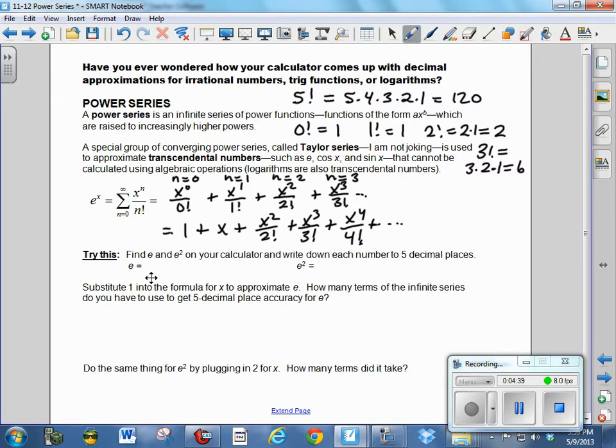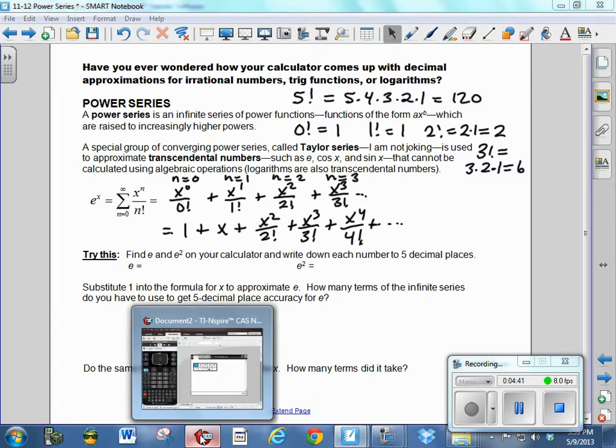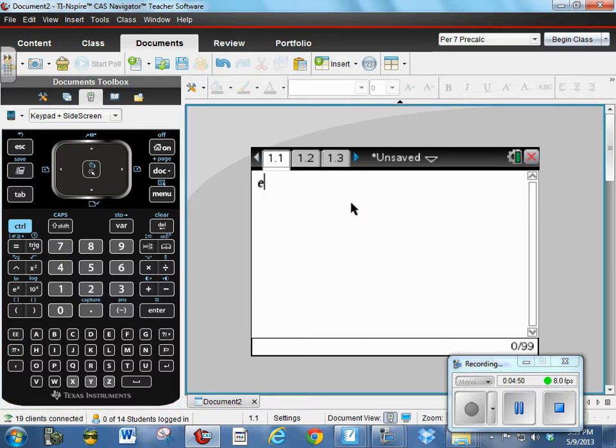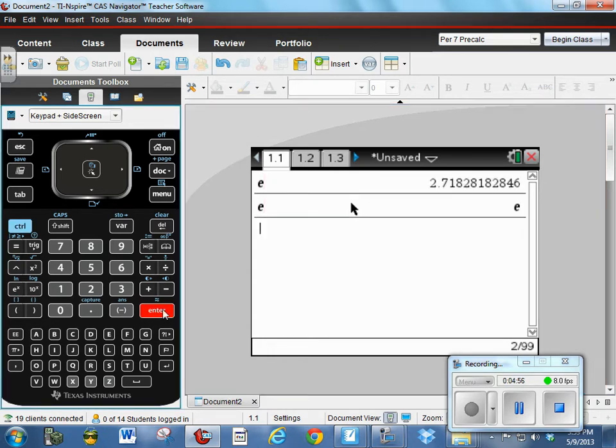So let's just look at what e looks like on the calculator. If I go to my calculator and push this little button that has a pi symbol, I can find e. If I just type in e, it does not give me the number e. But if I type in e and it looks bold like this, and I do a Control-Enter, I get 2.71828182446.